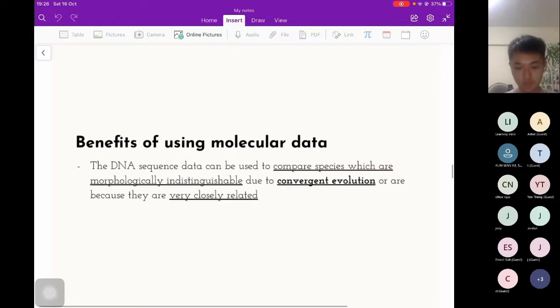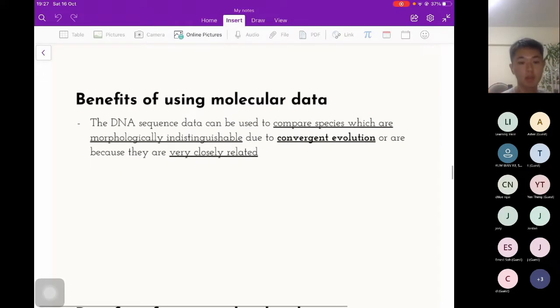Next is that your DNA sequence data can be used to compare species that are morphologically indistinguishable. So that means that these two species look very, very similar, okay, because of convergent evolution, or because they are closely related. More often than not, it's because they are closely related. So if they are closely related, they may not be very morphologically distinguishable. Therefore, you can use your DNA sequence to compare between these two to tell you how related they are and to tell you which species they exactly are, if they are that morphologically indistinguishable.